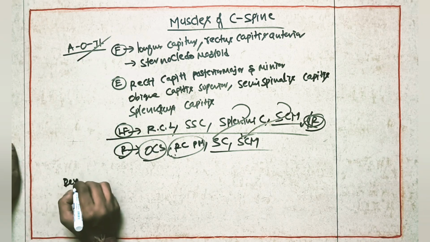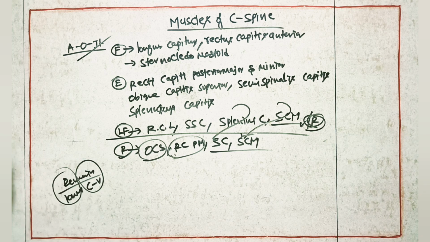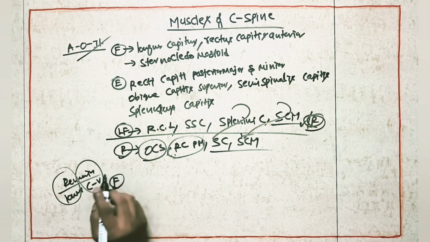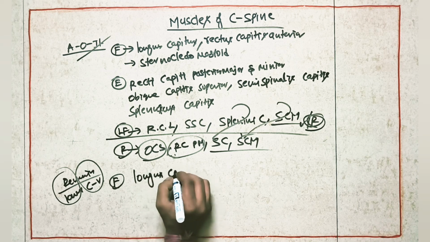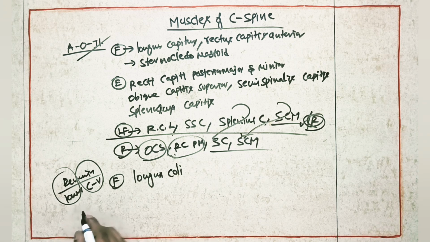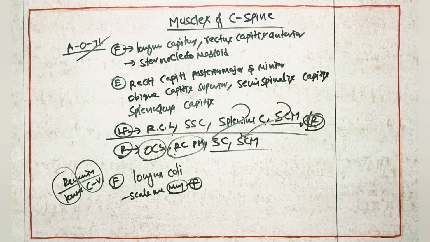Now we will see the remaining lower cervical vertebrae. So in this lower cervical vertebra, see here the flexion movement is going to be produced by the longus colli muscle, and scalene muscles also will be helpful in the flexion of the lower cervical vertebra.